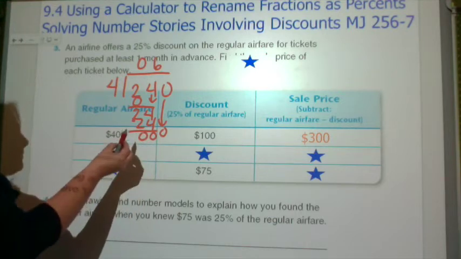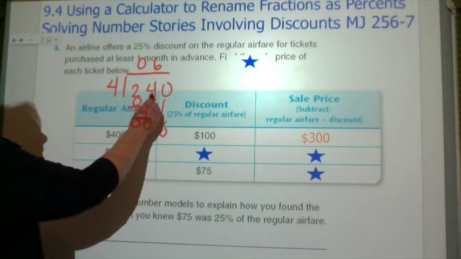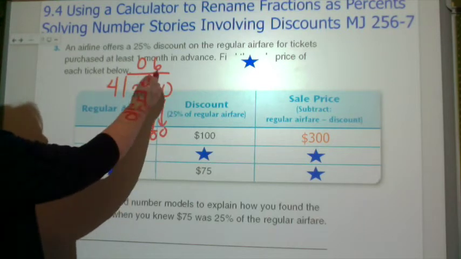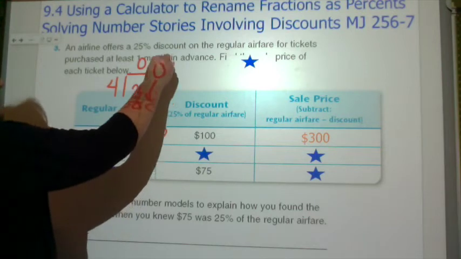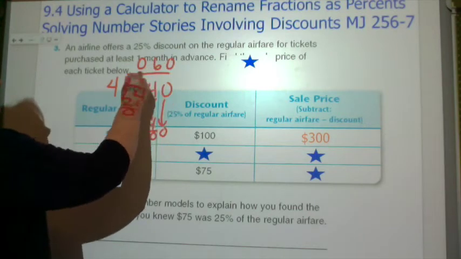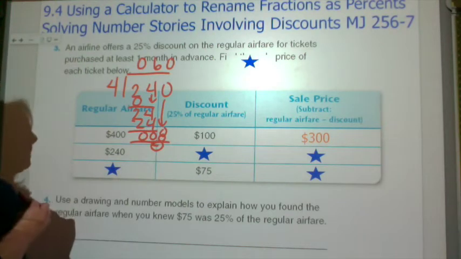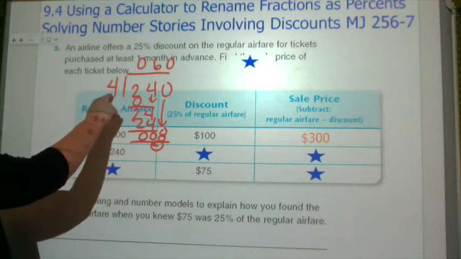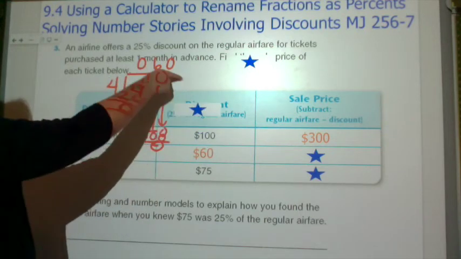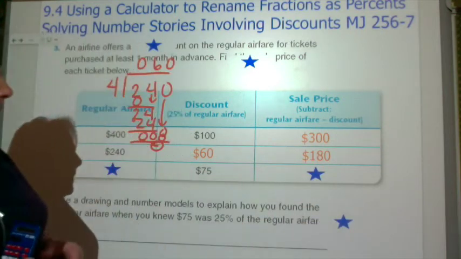You think that we're done, but no. We have to have a number over here. We have 3 numbers right here. We only have 2 numbers up there in the quotient. So 4 can't go into 0. 0 times 4 is 0. Now we are done. So my discount, 240 divided by 4 is $60 off. That means I'm going to have to pay $180.